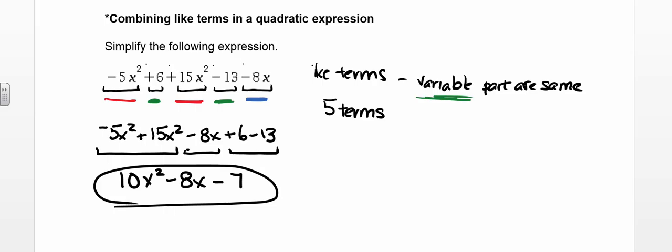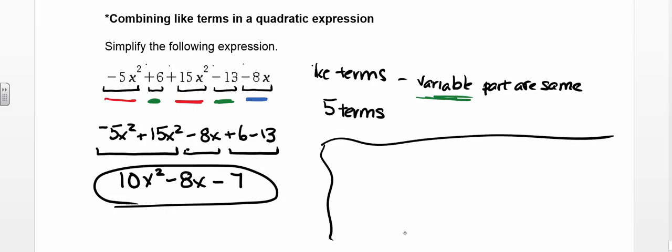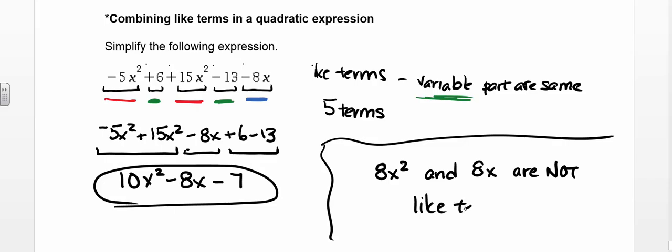So what I want you to get from this is, let me give you an example. 8x squared and 8x are not like terms. Okay, so you cannot combine these 2 terms and add up the 8's, because x squared is different from just x. Okay, so please remember that.